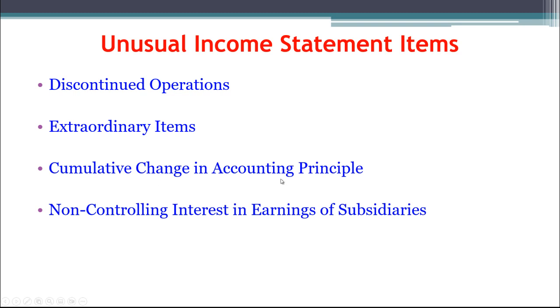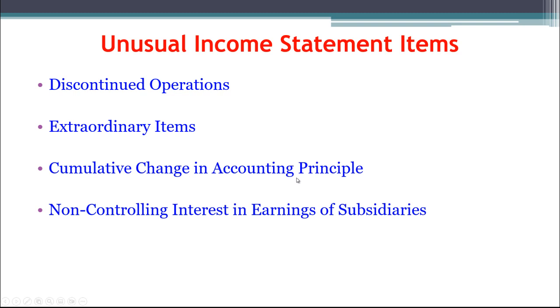Cumulative change in accounting principle. This is where the company has decided to change, for example, their inventory method, usually their inventory method, that's the general thing that gets changed here. And they've changed it, and now it's resulting in completely different numbers because of this change.